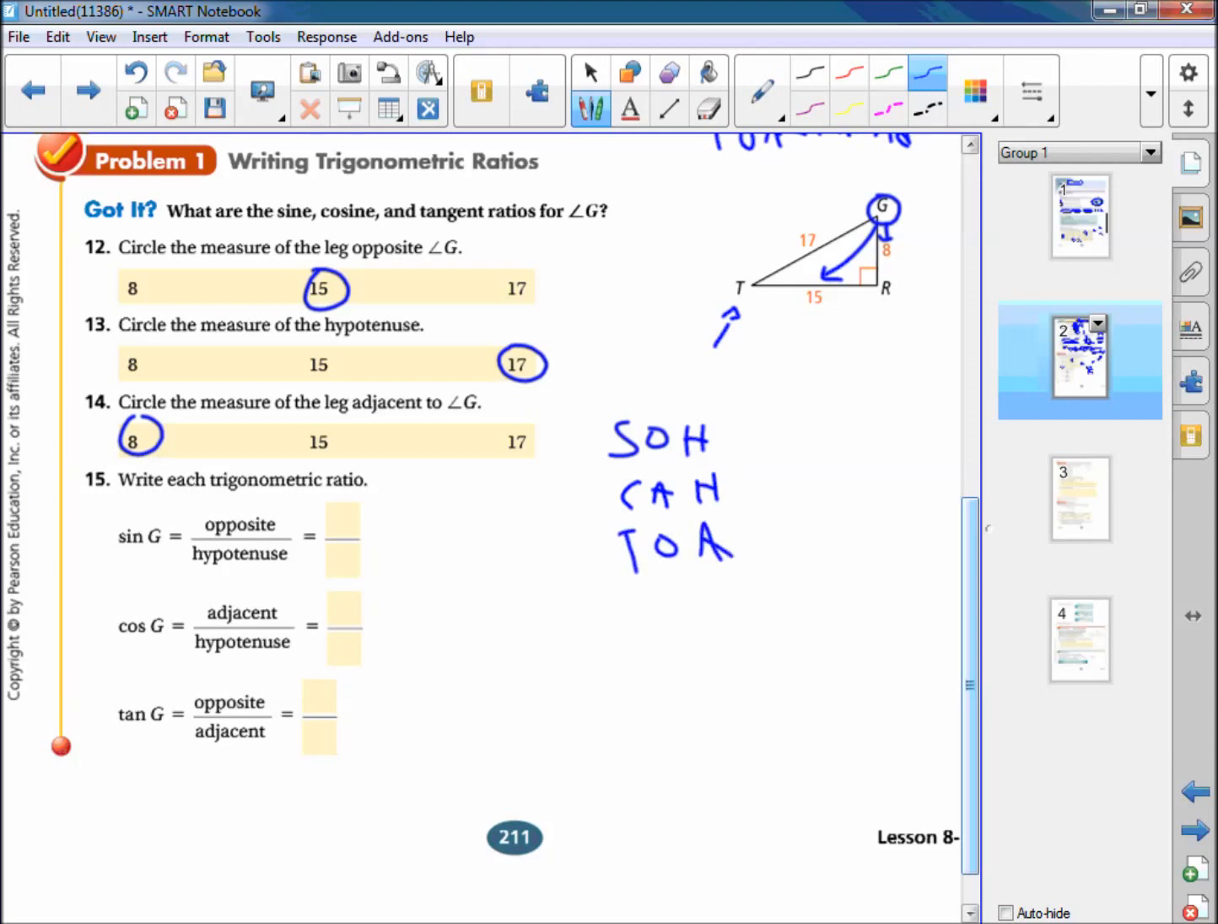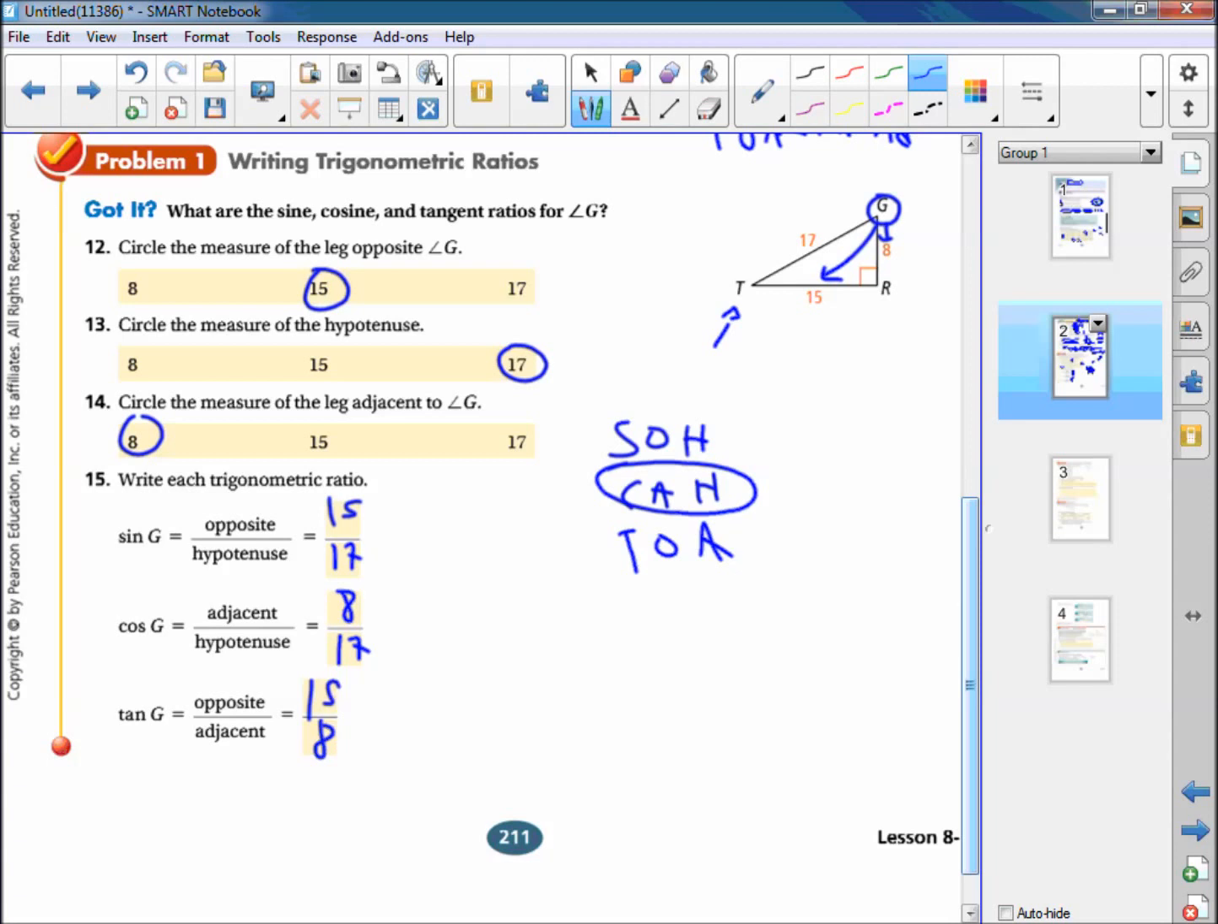Okay, so sine's going to go with the opposite over the hypotenuse. So the opposite of G is 15. The hypotenuse of G is 17. So 15 over 17. Okay, cosine's going to go with the adjacent and the hypotenuse. Cosine is CAH. So the 8 is the adjacent, 17 is the hypotenuse, so 8 over 17. And then tangent's going to go opposite, that's the TOA, over adjacent. Opposite of G is 15, and adjacent to G is 8, so 15 over 8.